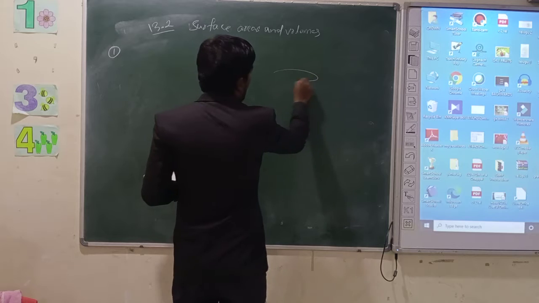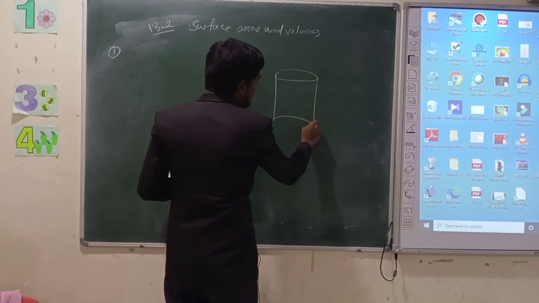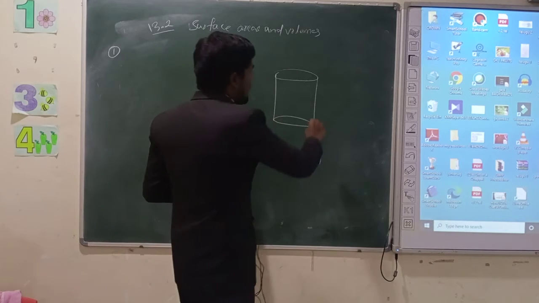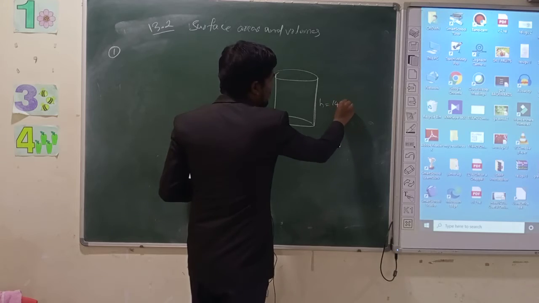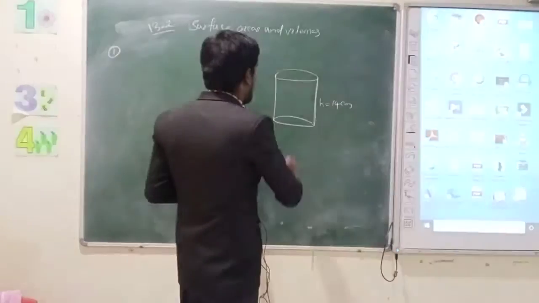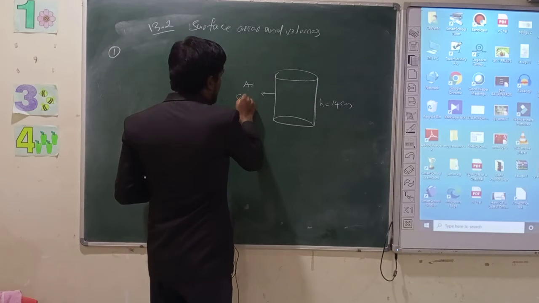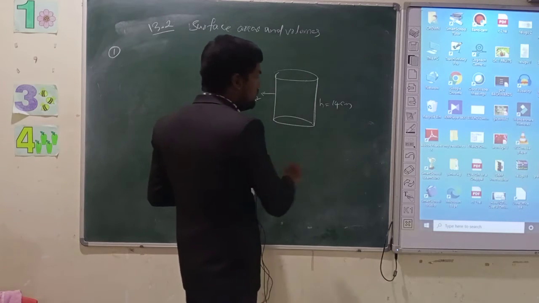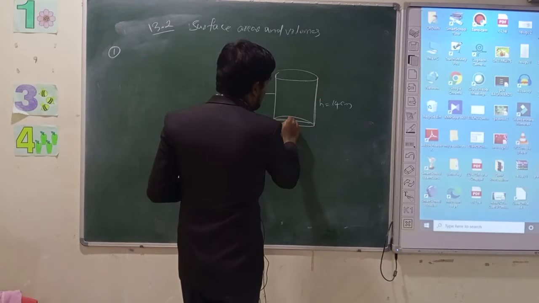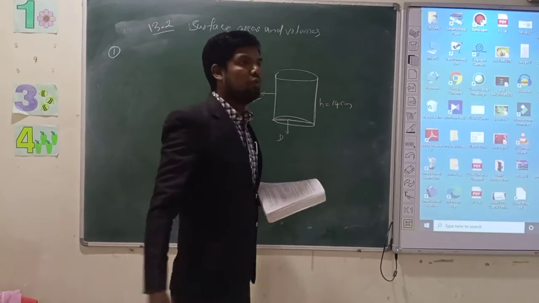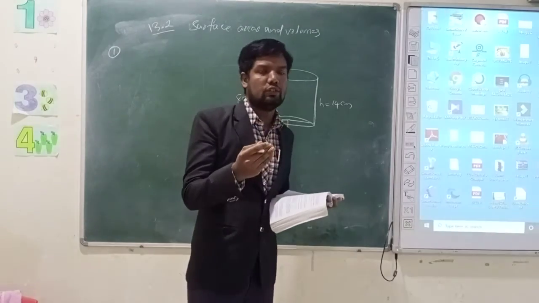See here, this is a cylinder. Radius and height. So here they have given the height. Height is how much they have given? 14 centimeters. And the area how much they have given? 88 centimeters square. What we have to calculate here? Diameter. Before that, we have to find the radius. Radius we have to calculate.